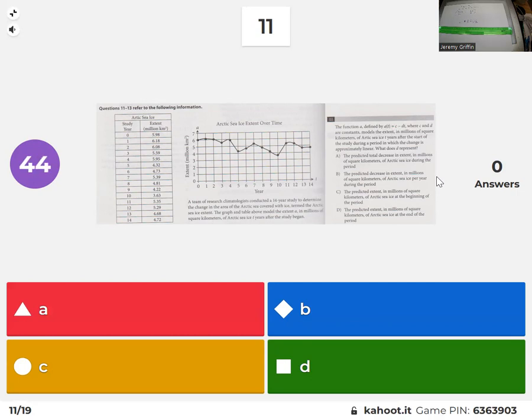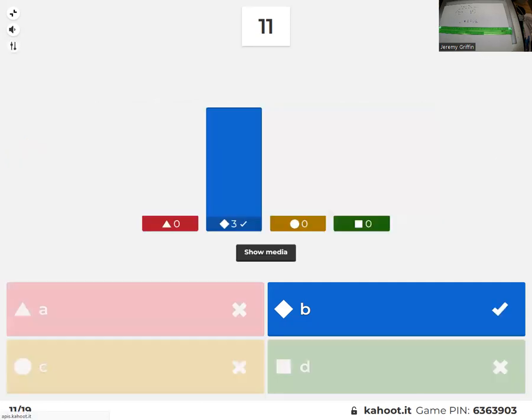And the question is, what does d represent? And the answer is going to be option B, because option B says how much ice was lost per year. So just pick B for that one. Everybody pick B. Yay.